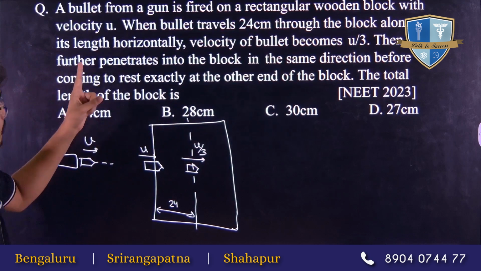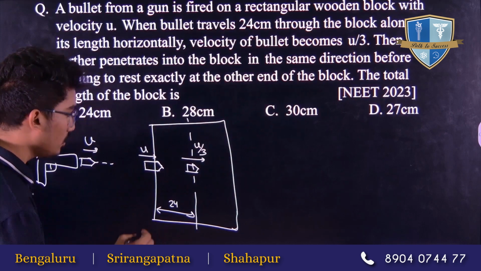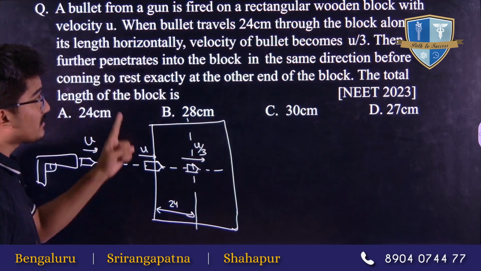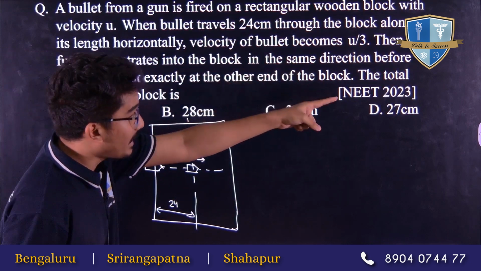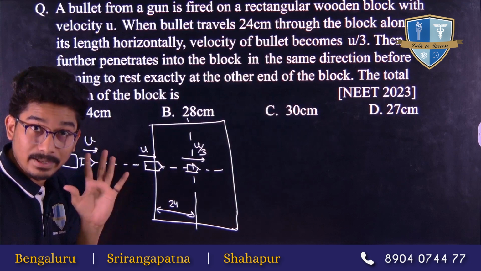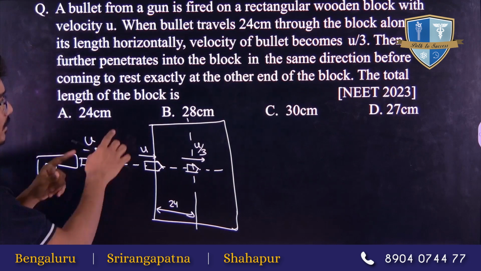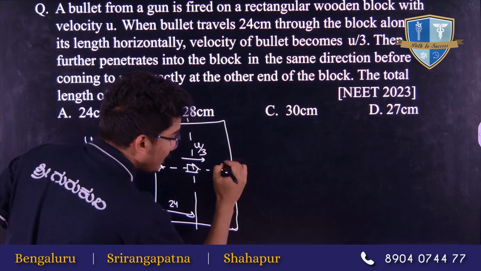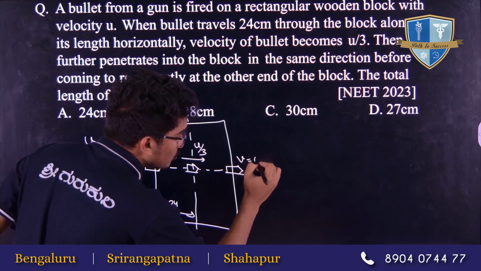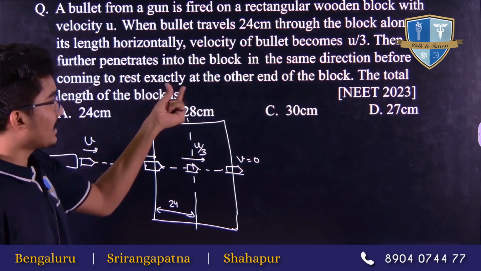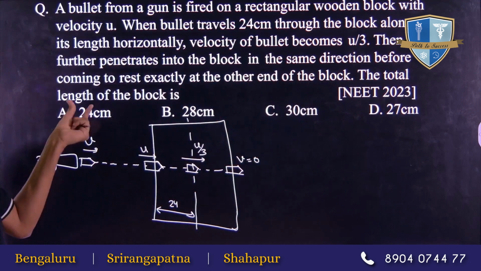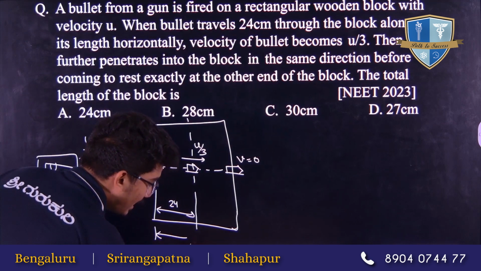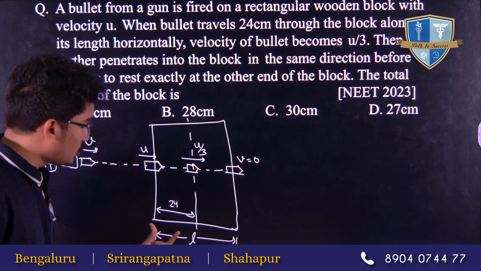Then it further penetrates into the block in the same direction. Now see, bullet is going in this direction, and they are telling it is still going in this direction before it comes to rest. Means finally it is coming to rest exactly at the other end, so the velocity is equals to 0 there, correct? Now they are asking the total length of the block. So let's assume this length be L.